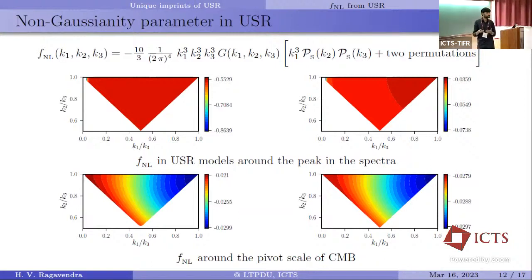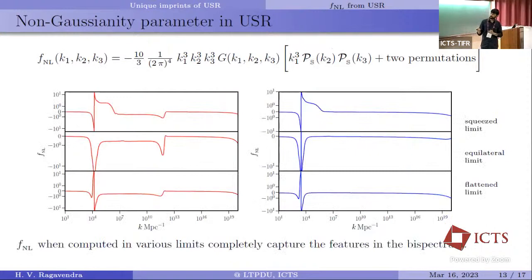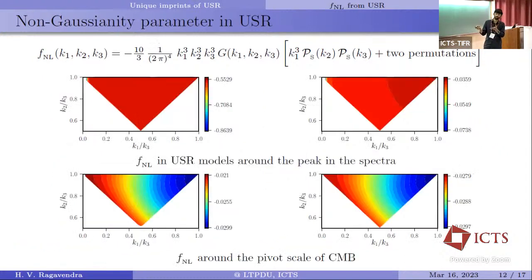You may still say that non-Gaussianity can be negligible. It is just a change in shape that I am seeing, which I can safely ignore because the amplitude is anyway less than 1. But not so fast. If we scan the complete range of wave numbers in various limits of the bispectrum that I just showed, squeezed limit, equilateral limit, and flattened limit, for the same parameter FNL, obviously the non-trivial features that I was seeing in the bispectrum and power spectrum get imprinted in this FNL, and they give rise to large amplitudes throughout the range of wave numbers, which may not be readily obvious if we see just the density plots.